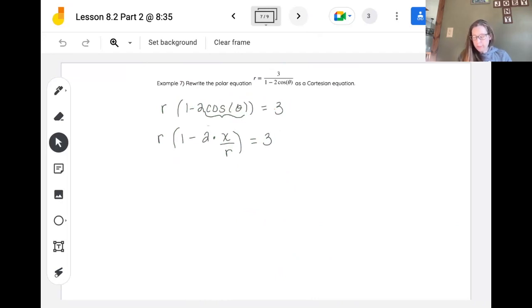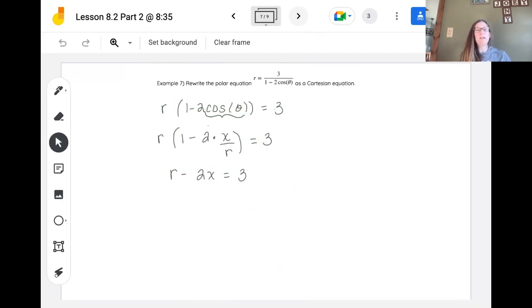I can now distribute r minus 2x is 3. But I still have that pesky r that's in the way, and r is not in a Cartesian equation. So somehow I have to get rid of that r, and the only way I can convert that r into an x and y is if it's squared. So perhaps the best idea might be to square both sides.